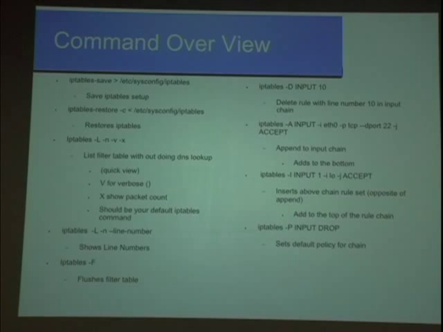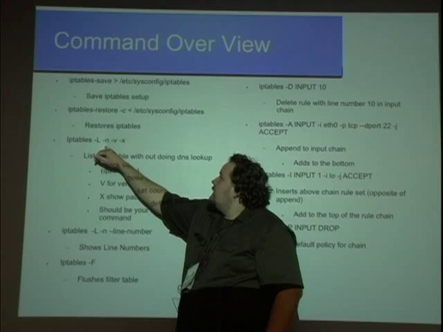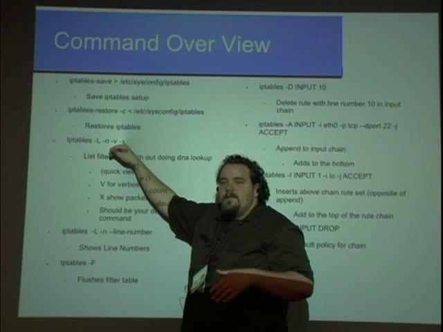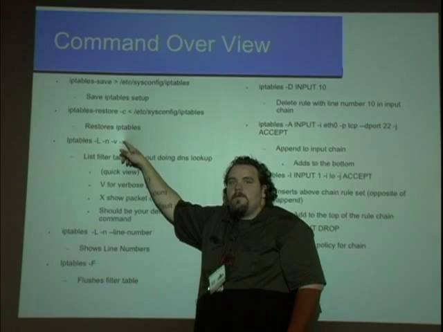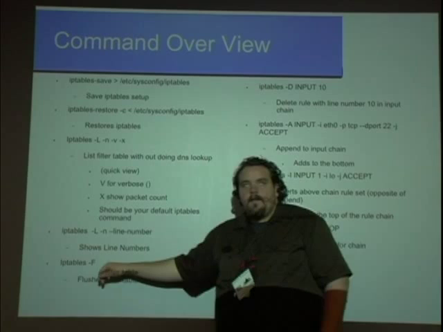All right, so here are the commands you use. I talked a little bit about this earlier. Again, -n for numeric, -v for verbose, and I want to see how many packets actually hit the rule. To me, this is the most useful thing, because if you write a rule and it's not detecting anything, is it working? You don't know. -L, we can show the line numbers. Flush the tables, iptables -F just deletes everything.